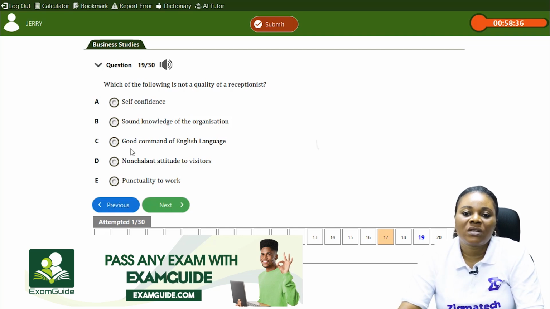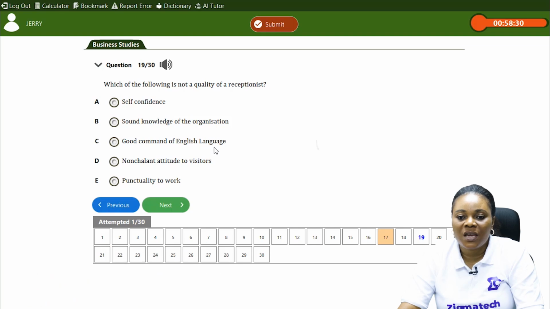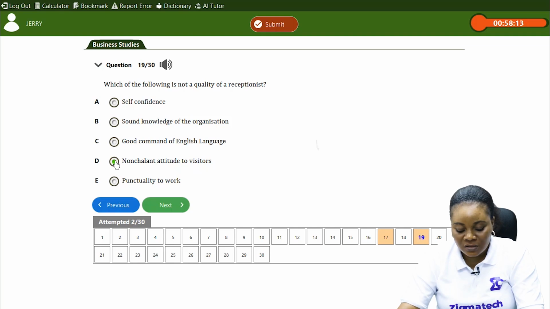A receptionist should have a good command of English language and must have a fluent communication skill. A receptionist should also show punctuality to work. But nonchalant attitude to visitors is a negative quality that a receptionist should not portray. So the answer here is D, nonchalant attitude to visitors.